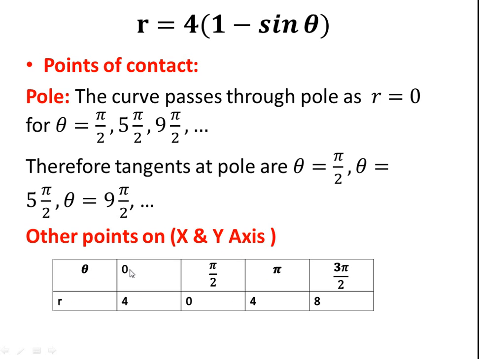So corresponding to theta equal to 0, if I put theta as 0 over here, r is 4. So that point I have written over here. Secondly, if I put theta as pi by 2, I will get r as 0. And similarly I have quoted some other points.